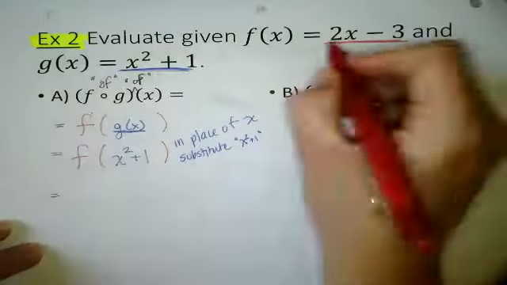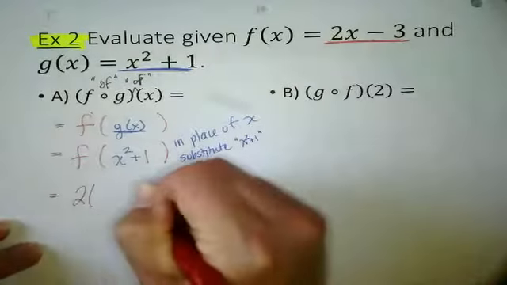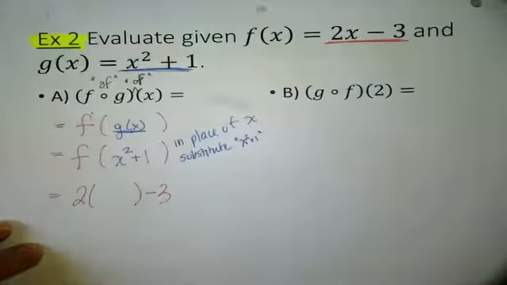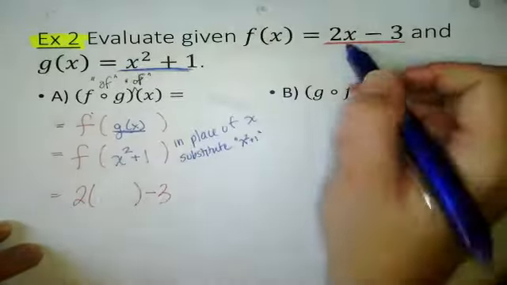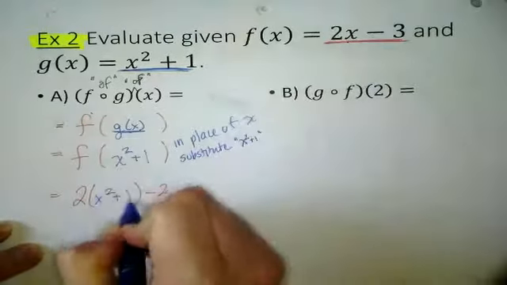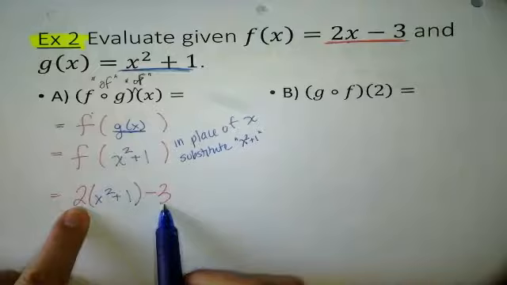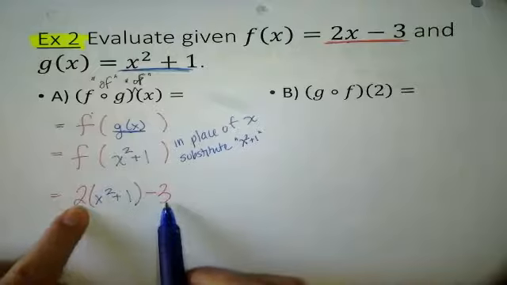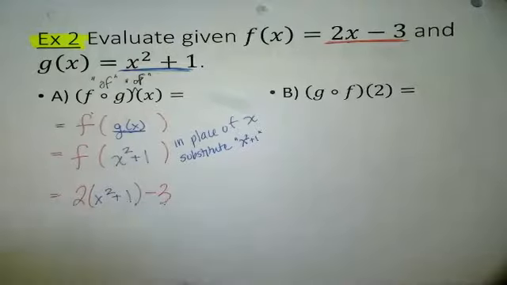So the f function had a 2 and then an x and a minus 3. And in place of the x, we put in that x squared plus 1. You're going to see a lot of this. You have a little arrow to show you the substitution, just like this. This is a great thing. And from here, you can just simplify.